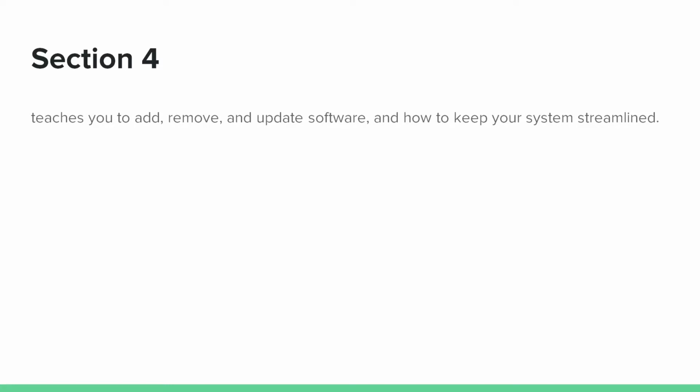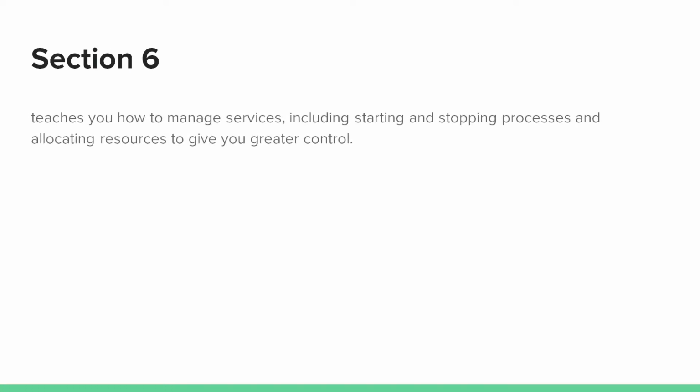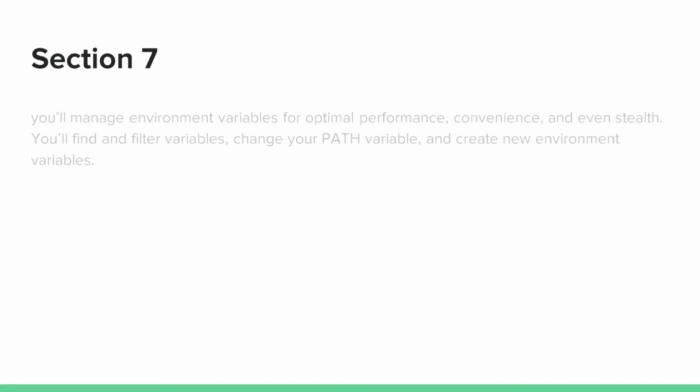In section 4, it will teach you to add, remove, and update software and how to keep your system streamlined. In section 5, you will manipulate file and directory permissions to control who can access what. You will also learn some privilege escalation techniques. In section 6, it will teach you how to manage services, including starting and stopping processes and allocating resources to give you greater control. In section 7, you will manage environment variables for optimal performance, convenience, and even stealth.